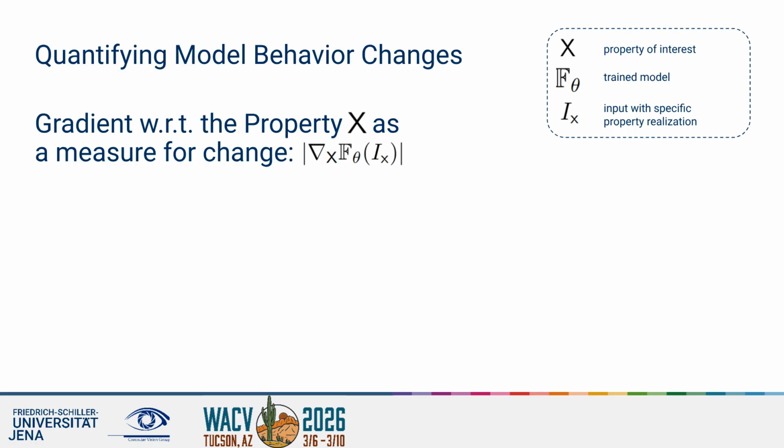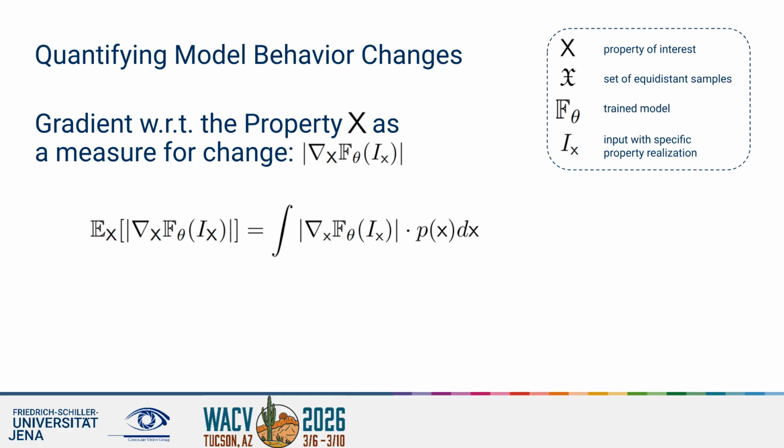We propose to quantify the model behavior changes using the gradient with respect to the property x as a measure for change. More precisely, we use the magnitude of the gradient. Crucially, this is not an input gradient, but a gradient with respect to the property. We consider here the expectation with respect to this property. To estimate this in practice, we consider equidistant samples from the diffusion model using scales in the classifier-free guidance. This enables us to estimate this as the mean over the magnitudes for all our samples.